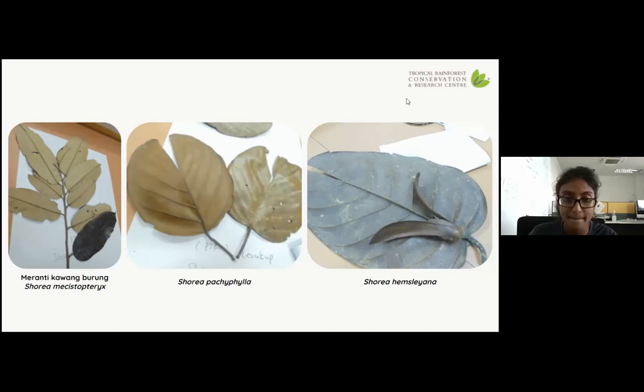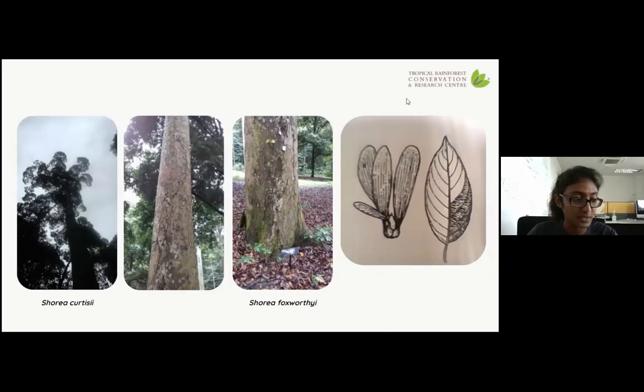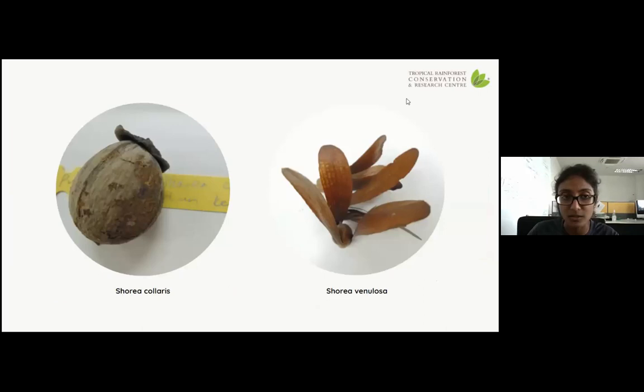Then you have Shorea curtisii with a cauliflower-like canopy and Shorea foxworthyi. For Shorea foxworthyi, you can see the three distinct wings, the long wings. Then you have Shorea collaris, Shorea venulosa.